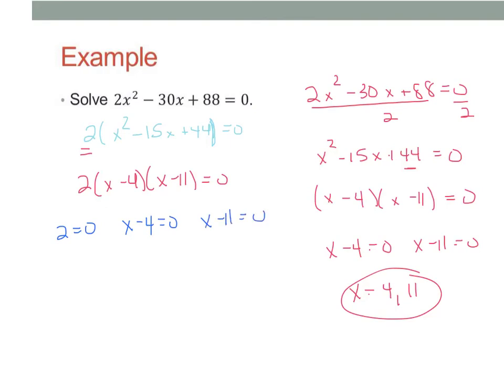It's good practice anyway. Now, does 2 equal 0? No, so you end up crossing it out, but later on, what happens if that had been an x out front? Then that would have been an answer, because x equals 0 would have been one of your answers.